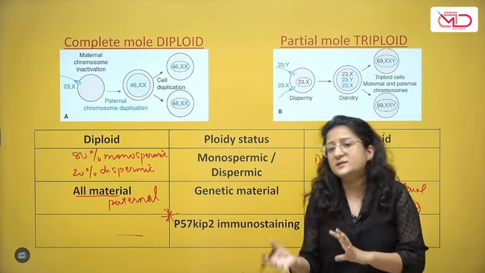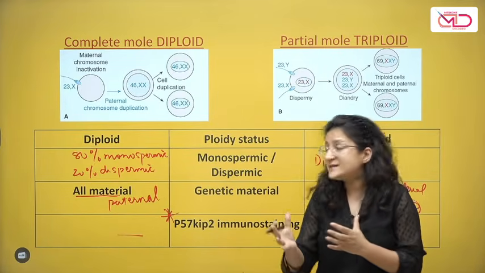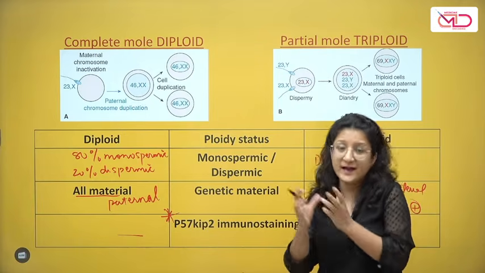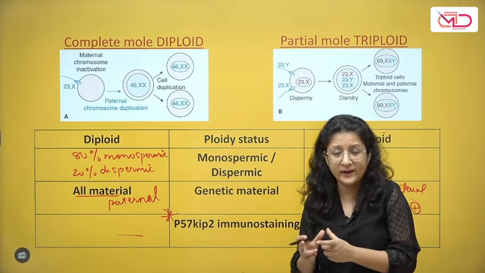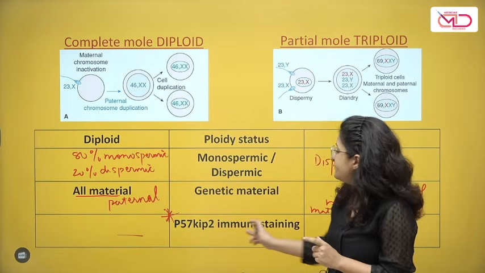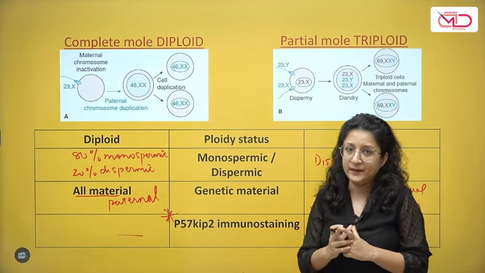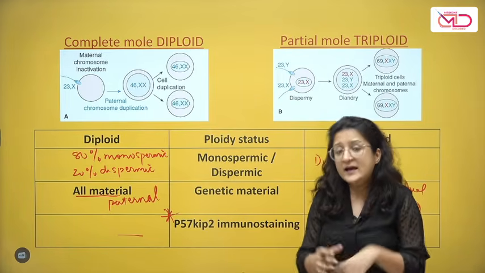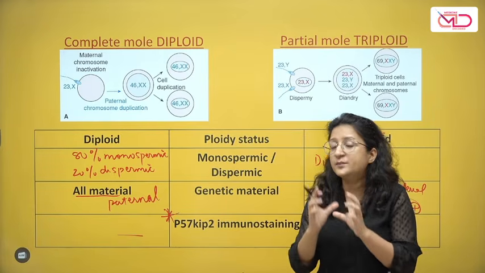Then in those circumstances, one can use other tests like ploidy status. You could check the material for the ploidy status, check the karyotype of the material that has been evacuated from these molar pregnancies, and also the P57 KIP2 immunostaining. Now this P57 KIP2 is a gene product, right? It comes from the P57 KIP2 gene.